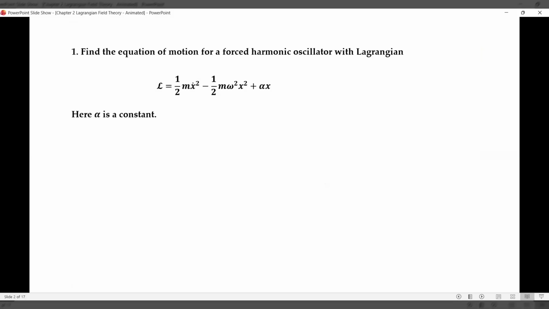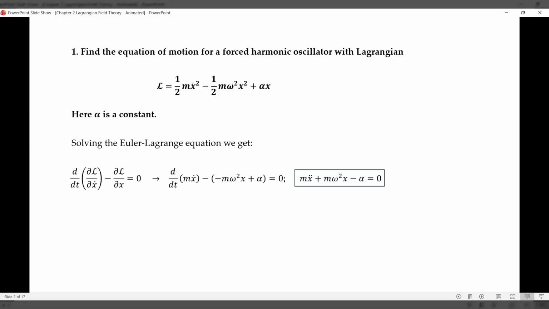Begin with the first exercise of chapter 2. We are asked to find the equation of motion for a forced harmonic oscillator whose Lagrangian is this. Here, alpha is a constant that represents an external driving term, a simple way to model a constant force acting on the oscillator.